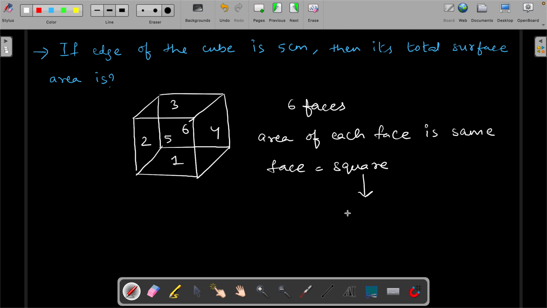And the side of the square is 5 cm. Then what is the area of the square? 5 into 5, which is 25. And how many such faces do we have? 6 faces. So 6 into 25, which is 150. The answer is 150.